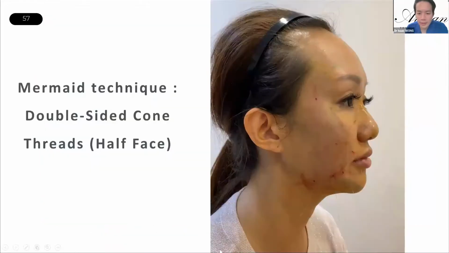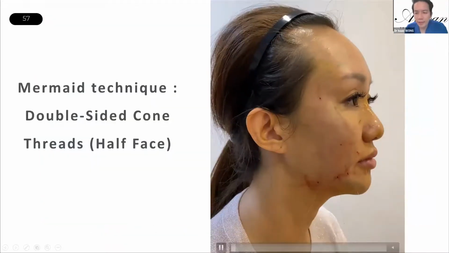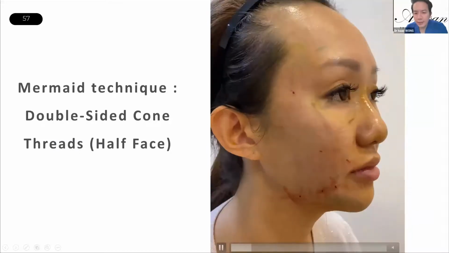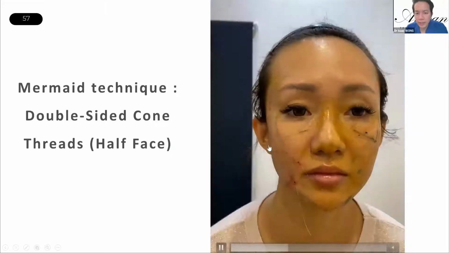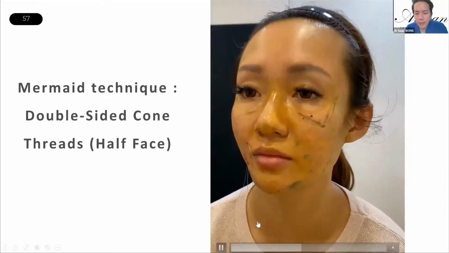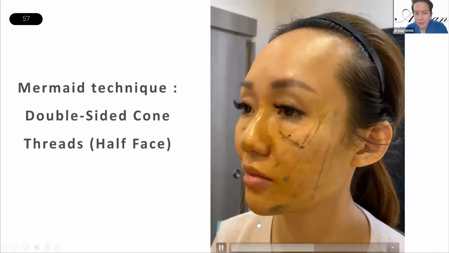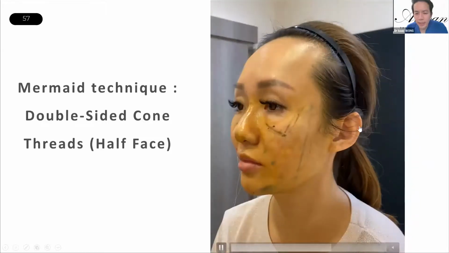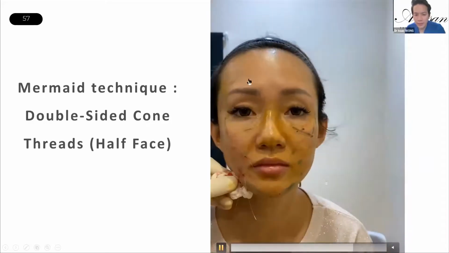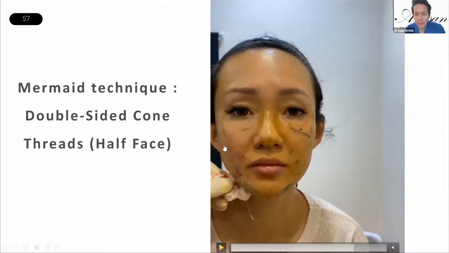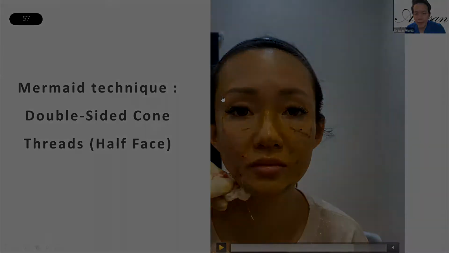Okay, so let's take a look. I did a half face for this lady. Take a look at the increased contour here, the V-shaped contour, the reduction of the nasolabial fold, the reduction of the jowls, in comparison to the other side, which is not treated. Okay, let's pause it here. This side of the face is more lifted, more contoured. And interestingly, I have not treated the eyebrow, but you can see that there is a lifting of the lateral eyebrow area.